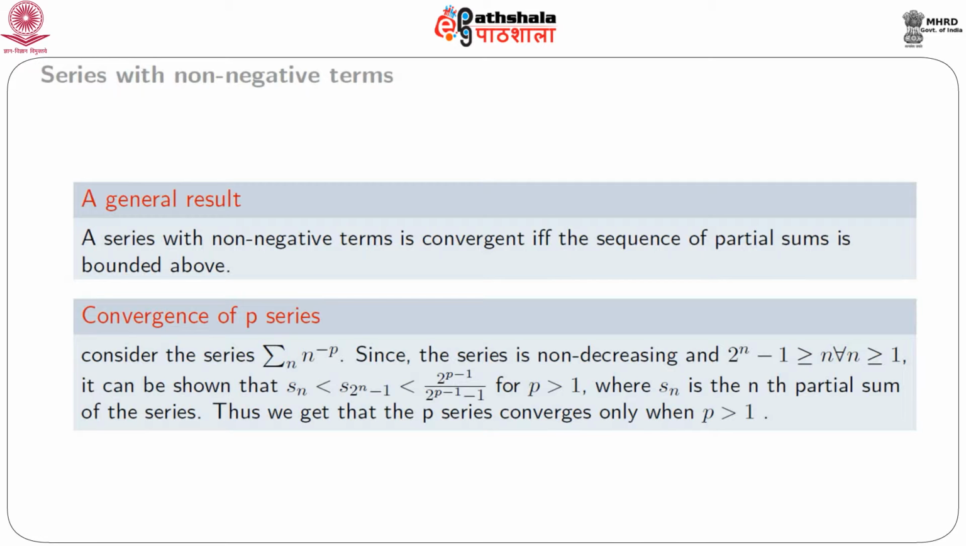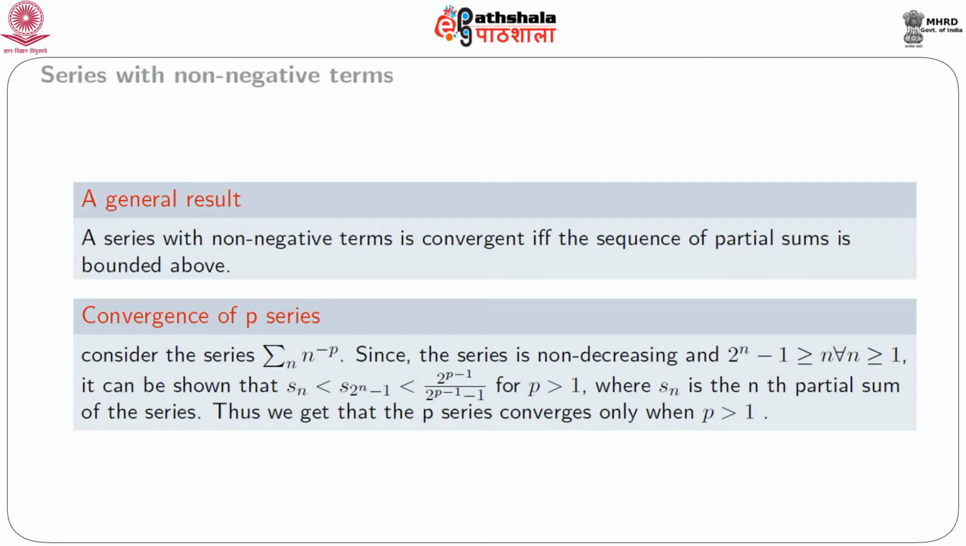And since the partial sums for the series are non-decreasing, we find that Sn, that is the summation up to n terms, is less than S of 2 to the power n minus 1, that is the summation of the series up to 2 to the power n minus 1 terms, which is less than 2 to the power p minus 1 divided by 2 to the power p minus 1 minus 1 whenever p is greater than 1. And as usual, Sn is defined as the nth partial sum of the series.